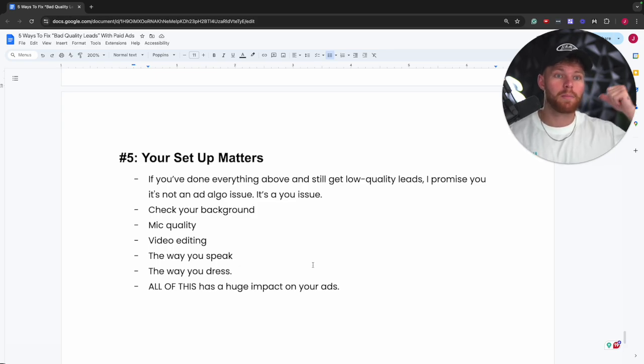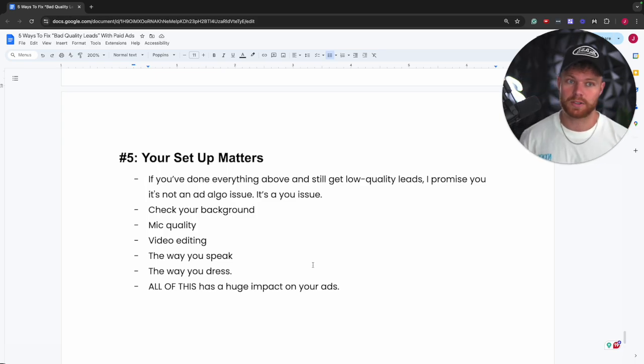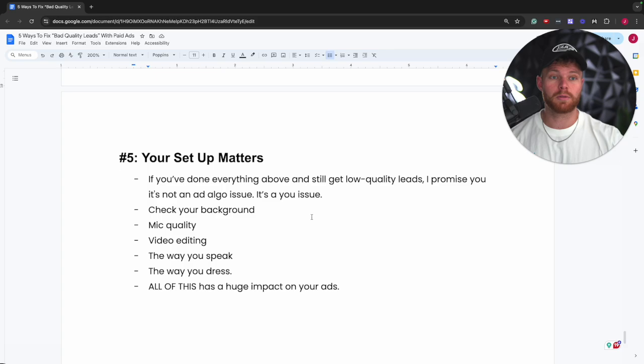If you have Walmart in the background, you're probably going to attract Walmart buyers, right? And you have to understand what your background is and where you're shooting. A lot of times for me, I shoot in my office because I want to attract people that have a good office, right? You also got to check your mic quality.